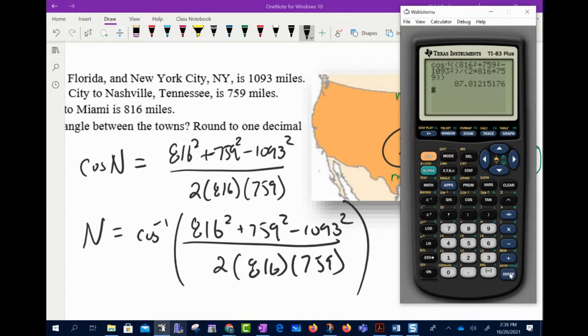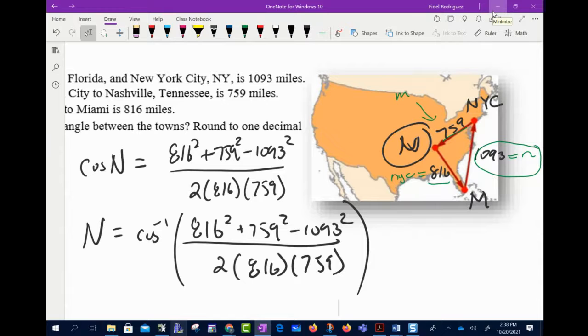Okay, so I'm coming up with my angle N to be, I think we're still going to one decimal place, 87.8. So we know that angle N is 87.8 degrees. We still need to find the other two angles.